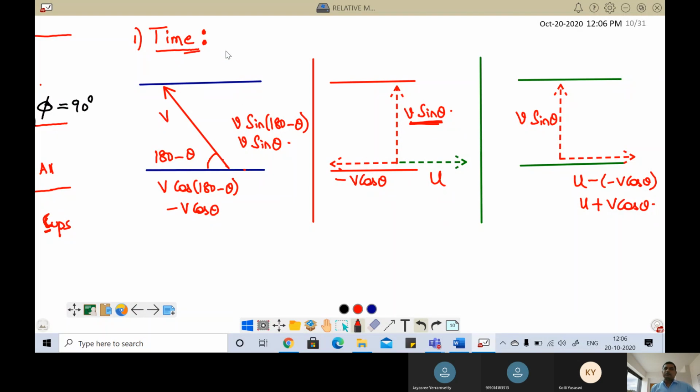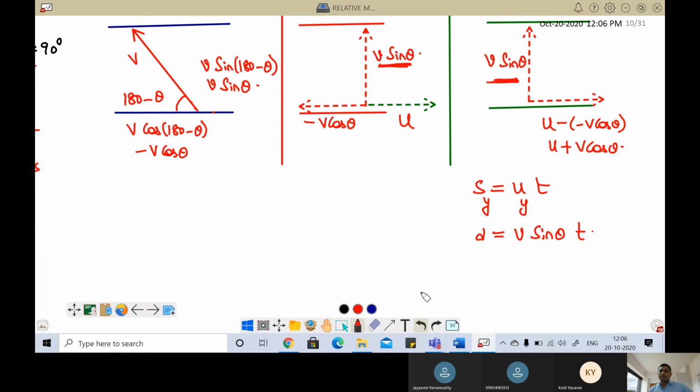Now if you want to calculate time, we should focus on the y direction. In the y direction, use the equation s is equal to ut. So d is equal to v sin theta into t. Therefore, time t is equal to d by v sin theta. Previously, how much time did we get?